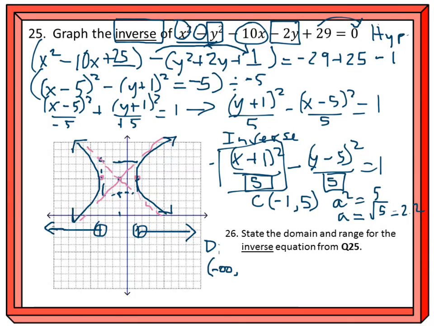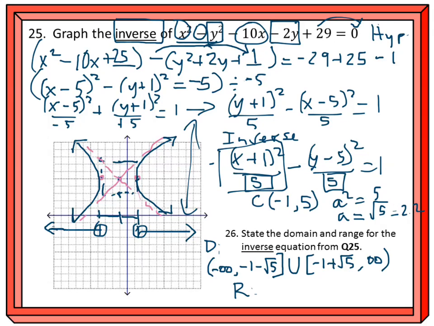So this is the domain here, going from negative infinity all the way up to negative 1 minus the square root of 5, and it gets a bracket because it's equal to that point, union, and now I need another bracket, and this is negative 1 plus the square root of 5 on the other side, comma, infinity. And the range is quite simple. The range is just all the way up and down. It's all real numbers. So the range, all real numbers.